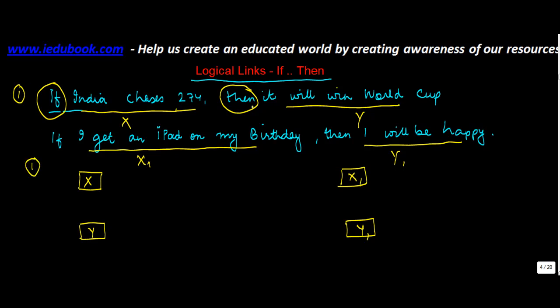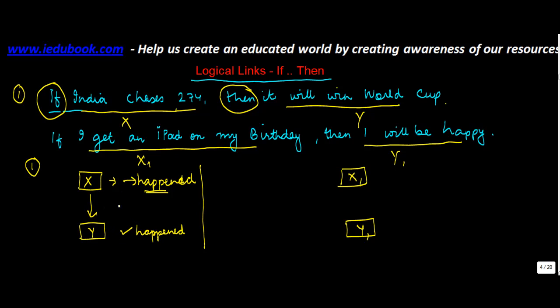So what is the relationship between X and Y in statement 1? If India chases 274, then it will win World Cup. So what does this mean? That once India chases 274, which means that X has happened, then it will win World Cup. So if you say that India has chased 274, doesn't it necessarily imply that India has won the World Cup? So if X has happened, then Y has also happened. And this is true for the first statement.